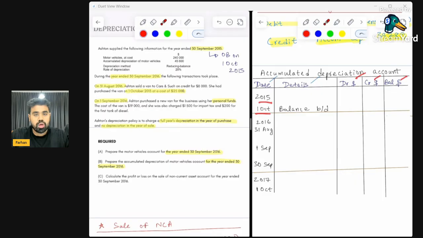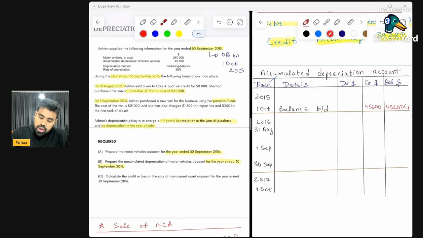So to begin the year with, on 1 October 2015, we have an opening balance brought down, which is 45,600, which we can take from the information given in the very beginning of the question, which you can see I'm just circling on the left. So 45,600, and that is to be recorded where? On the credit side, because accumulated depreciation by default is always credited, as we have just discussed a while ago. Okay, so that leaves us with the final balance of 45,600 credit.